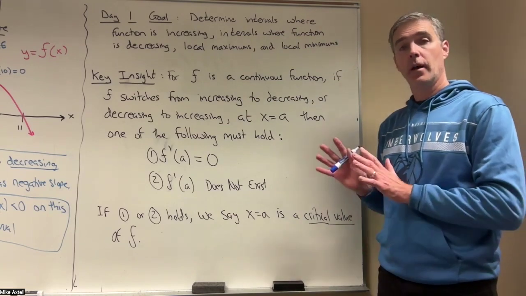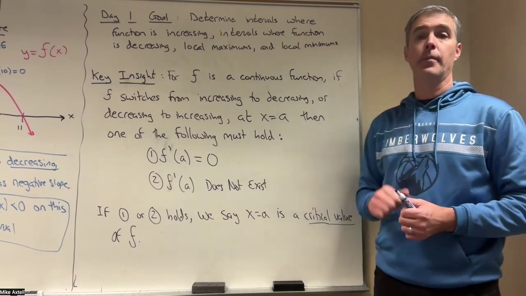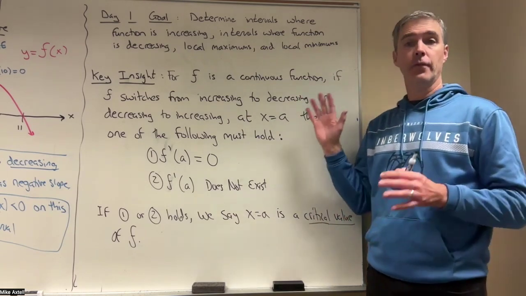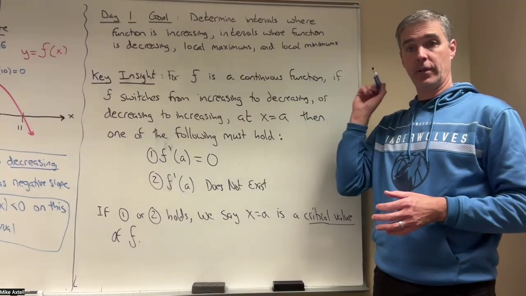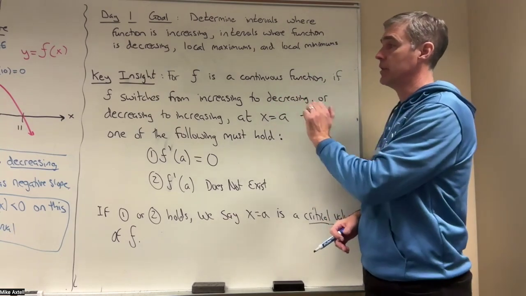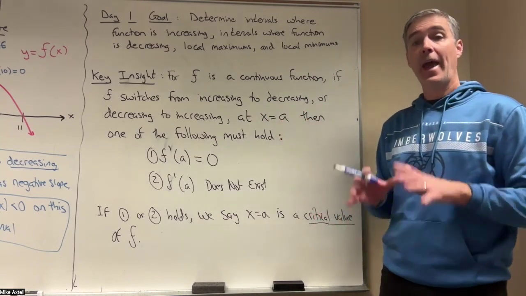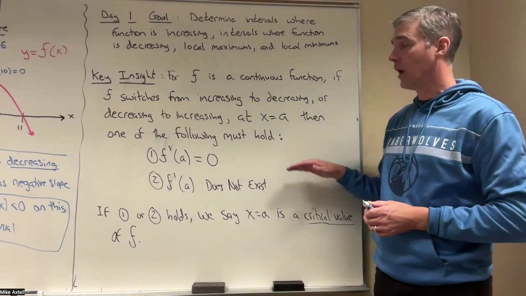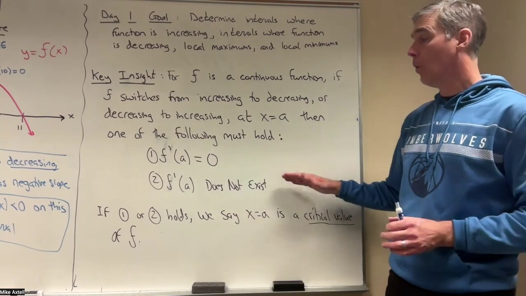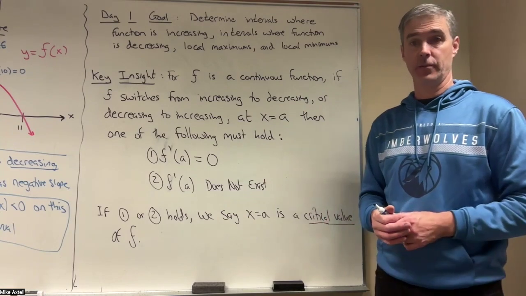All right, so the key insight from that last panel is sort of twofold. Increasing means a positive derivative, decreasing means a negative derivative. And if the function is continuous, so if I can graph it without lifting my pen from the whiteboard, then the graph switches from increasing to decreasing or decreasing to increasing at special spots. Let me just call one of them x equals a. What's special about x equals a is one of the following two things has to occur. The derivative at a is 0, or the derivative at a is not defined. It does not exist, okay?